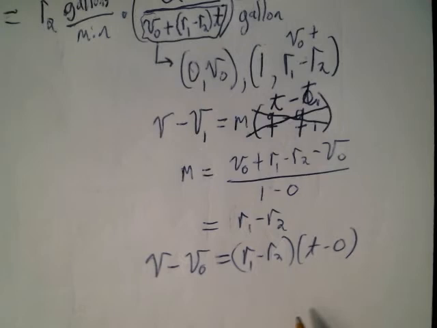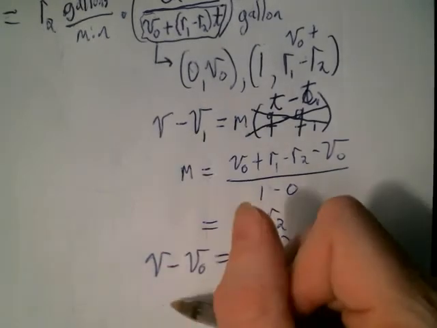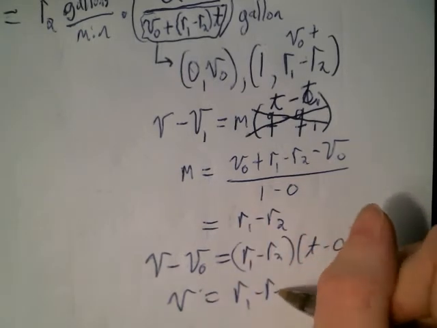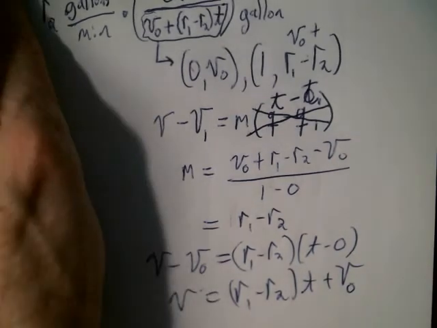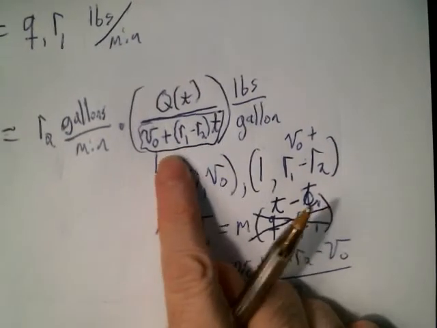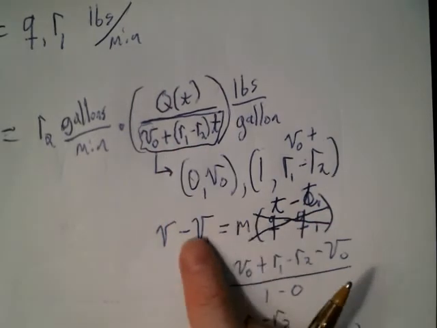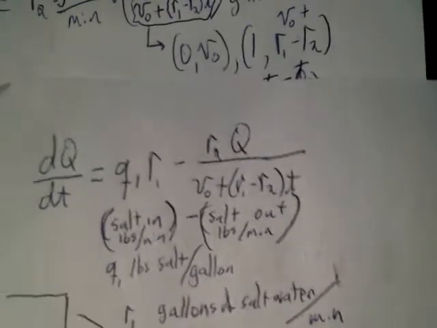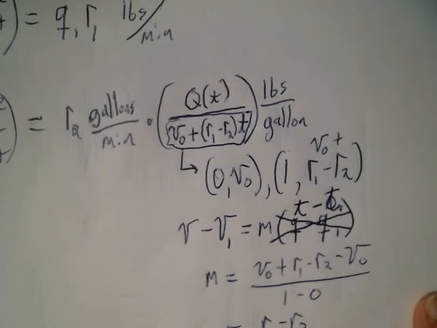Okay, and then you're just going to get your formula. V is equal to R1 minus R2 times t plus the V sub 0 from the other side, which is essentially what I have down here. So what I'm saying is that you don't have to feel it out. You can literally use your methods from algebra to produce a formula for that denominator, which describes the amount of gallons of salt water in your tank at time t.